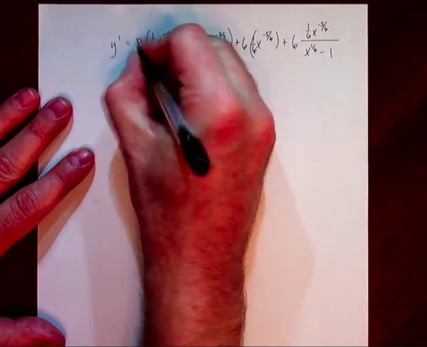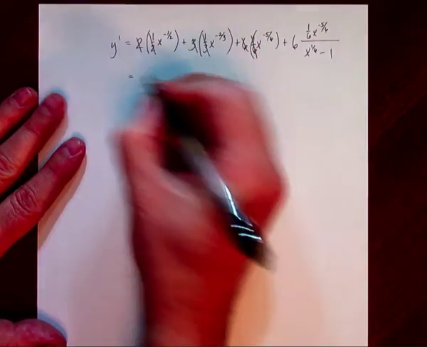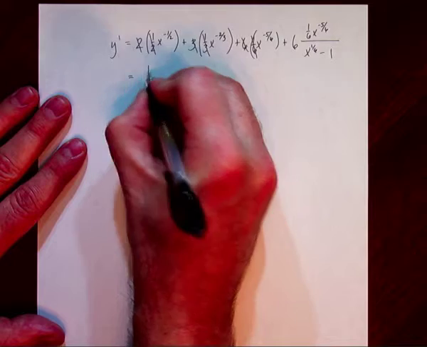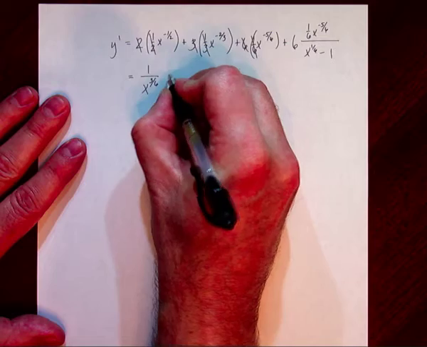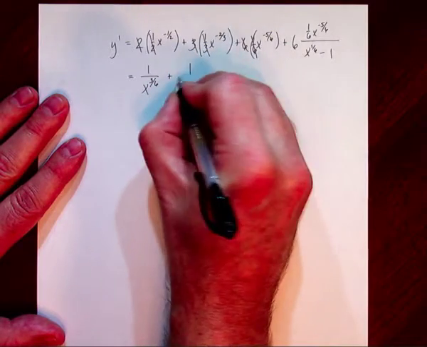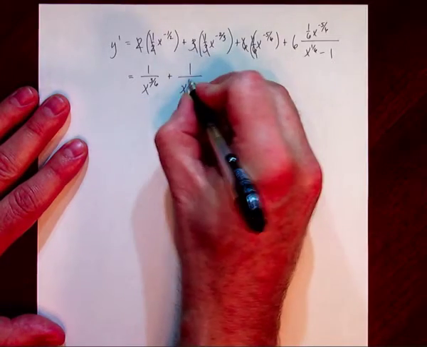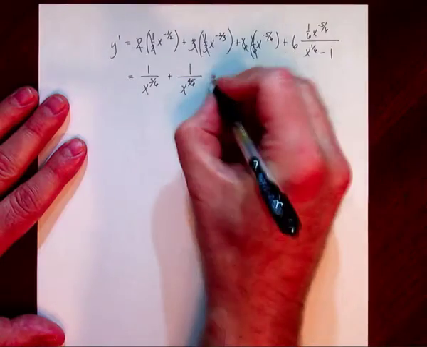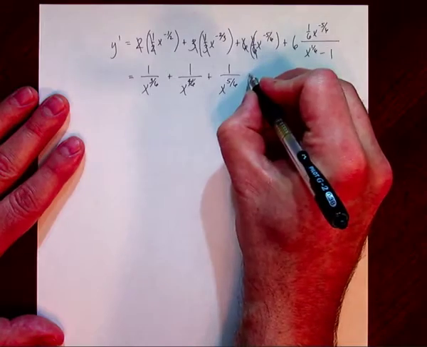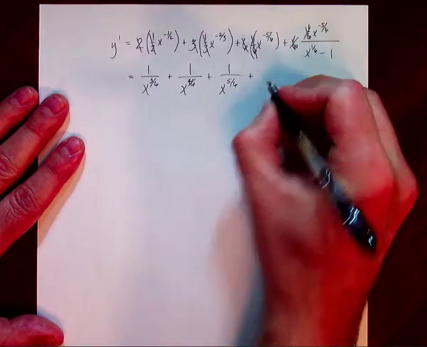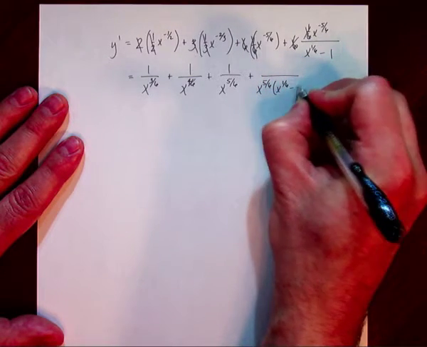Now, of course, the 2 and the 1/2 cancel. The 3 and the 1/3 cancel. The 6 and the 1/6 cancel. And what I'm left with is 1 over x to the 1/2. But I'm going to go ahead and call it x to the 3/6. Now, this winds up being 1 over x to the 2/3, but I'm going to call it x to the 4/6. This is going to be 1 over x to the 5/6, and this 6 and this 1/6 cancel. This is going to be x to the 5/6 times x to the 1/6 minus 1.